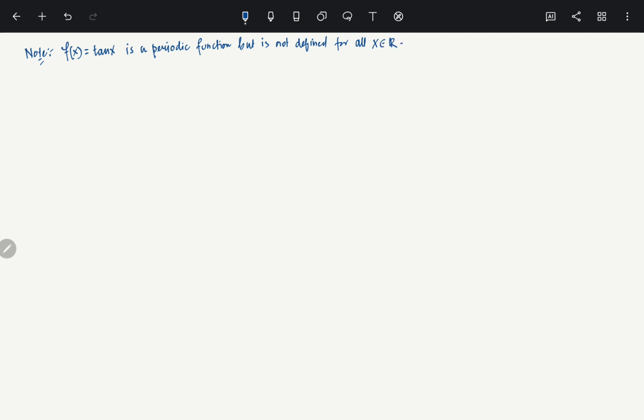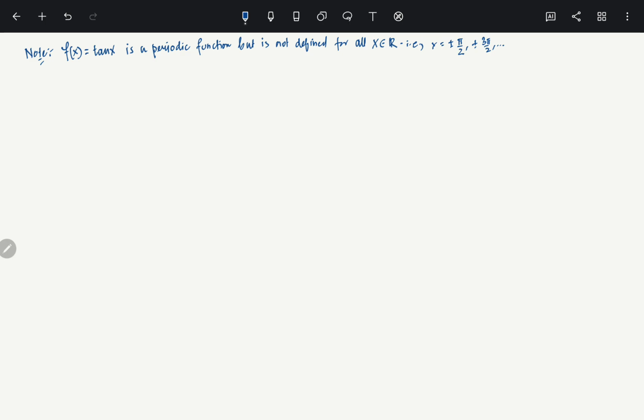There are infinitely many points, of course countable, but infinitely many points where it is not defined. You do realize that is at x equals plus minus pi by 2, plus minus 3 pi by 2 and all those numbers, right? At those points the function tan is not defined, but still it is a periodic function. So that can happen. Please keep that in mind.